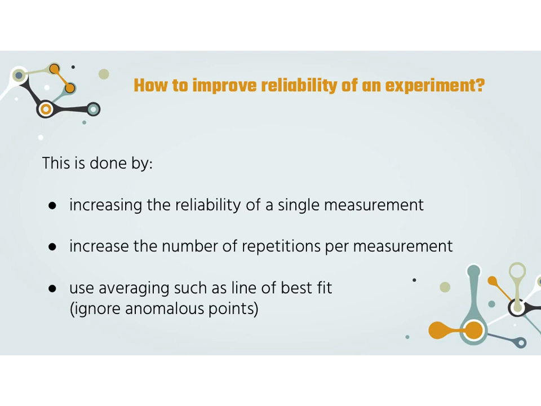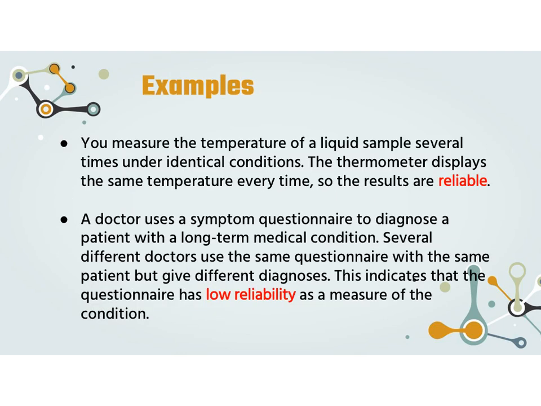Now, how to improve reliability of an experiment then? This is done by increasing the reliability of a single measurement, increasing the number of repetitions per measurement, and using averaging such as a line of best fit. So we have to ignore the anomalous points. We will use two examples to clarify more what we mean by reliability.